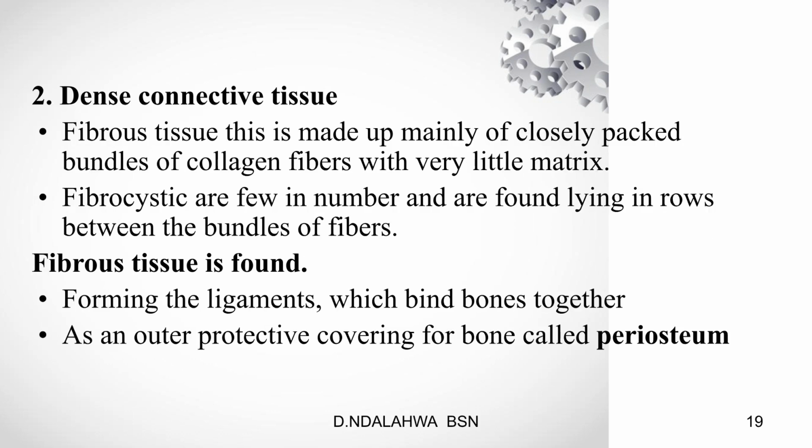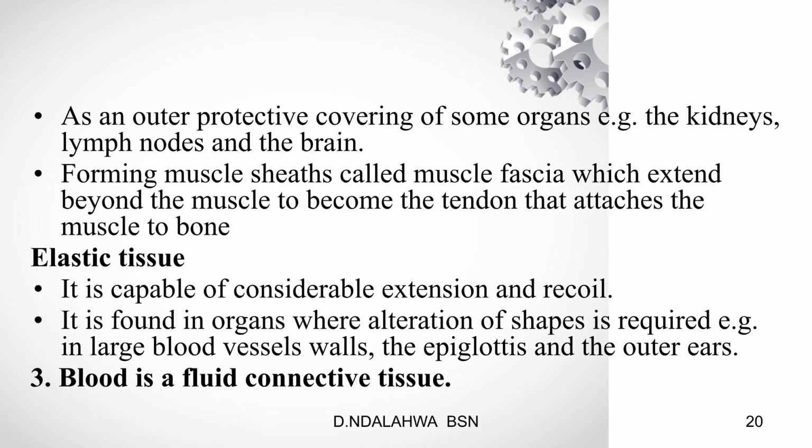The second type is dense connective tissue, or fibrous tissue, mainly composed of closely packed bundles of collagen fibers with little matrix. It forms ligaments and the outer protective covering for bone, called periosteum. Fibrous tissue also forms the outer protective covering of some organs and muscle sheaths, which become tendons. Elastic tissue is capable of extension and recoil, found in large blood vessel walls, the epiglottis, and the outer ears.